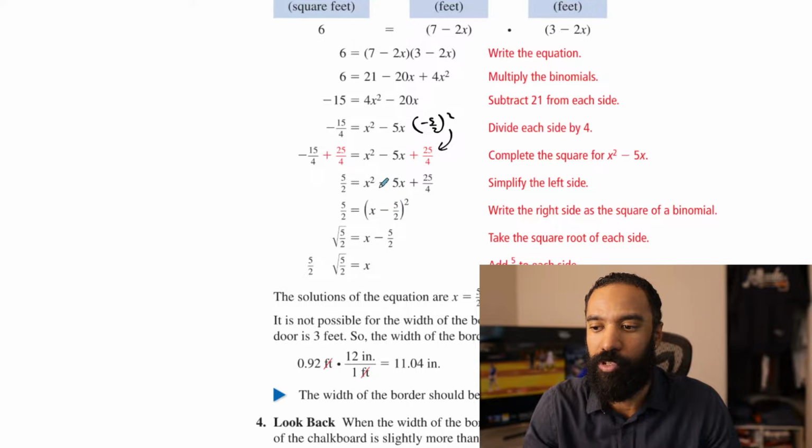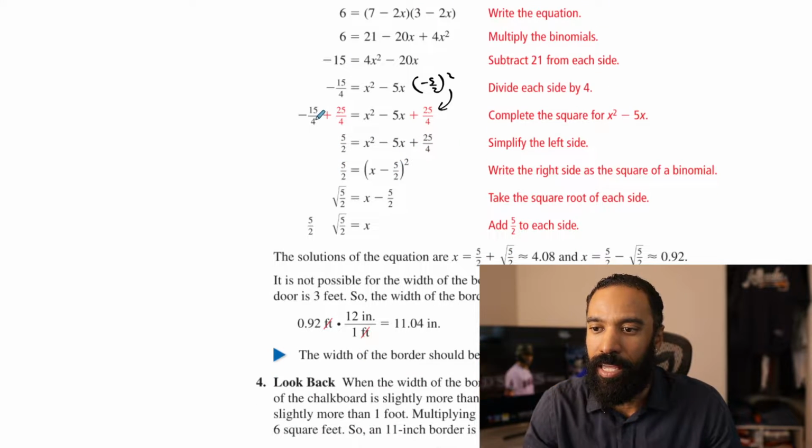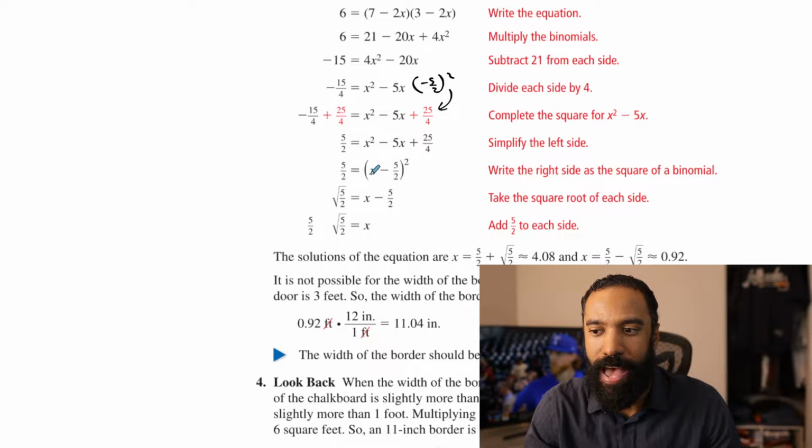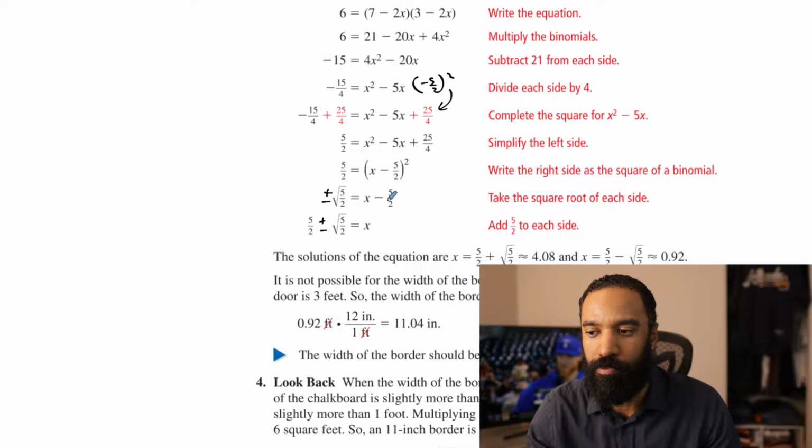This becomes x minus 5 over 2 quantity squared, right? It's half of b that goes inside here, b over 2. And negative 15 fourths plus 25 fourths is 5 halves. We take the square root of both sides. We're going to get plus or minus root 5 over 2. And then we add 5 halves over. x is 5 over 2 plus or minus root 5 over 2.